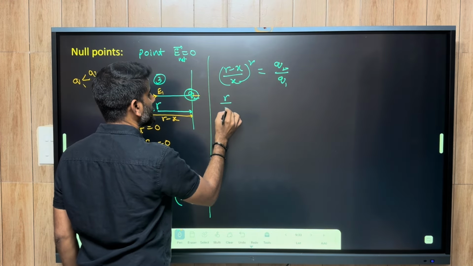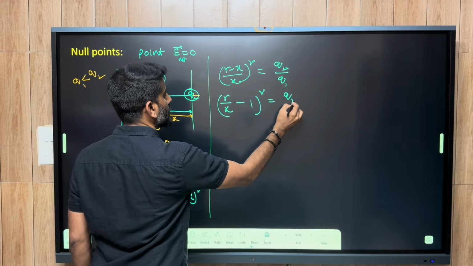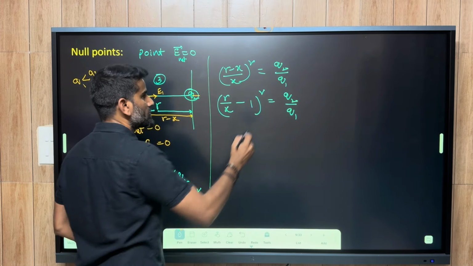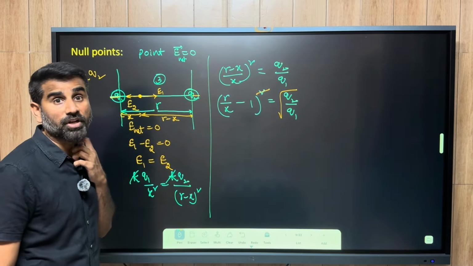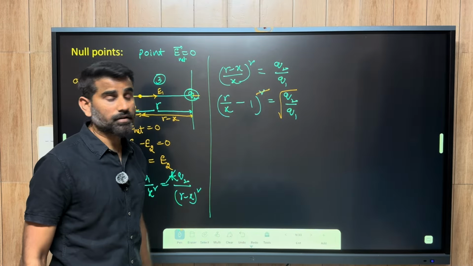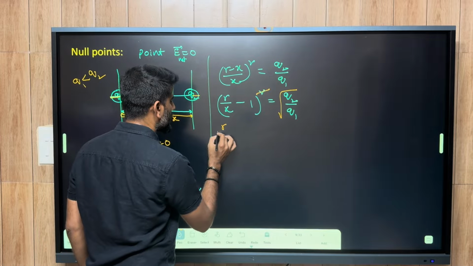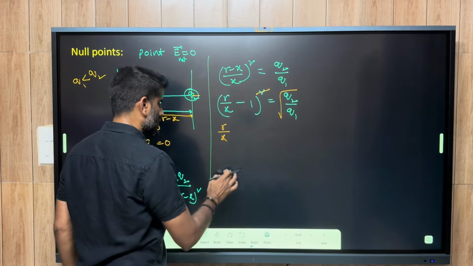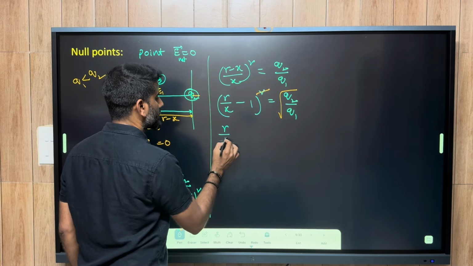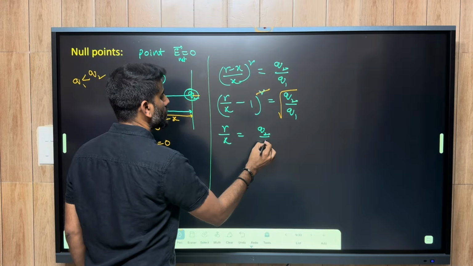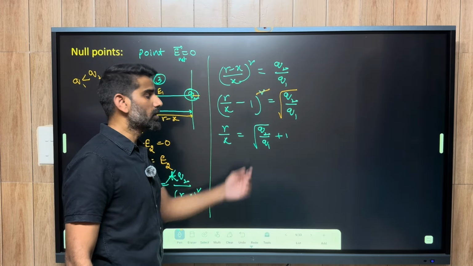R by x minus x by x is 1, whole square, equals Q2 upon Q1. I'm putting the root here because I'm applying the square root on both sides. Square and square root will get cancelled, and here we will get the square root. So if I rearrange this equation, R by x is equal to root of Q2 by Q1 plus 1. If this minus 1 is taken to that side, you will get plus 1.